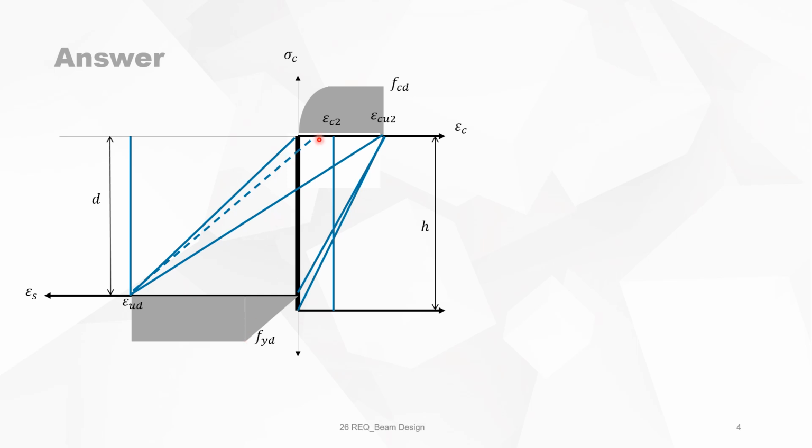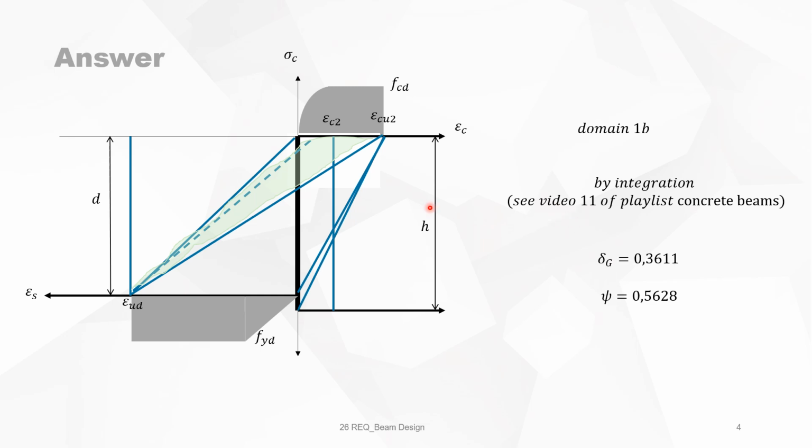In our case, we have epsilon C equal to 0.15%, and epsilon ud was 1%. So this dotted line is the situation of the beam in this question. So this is region, of course, 1B, or domain 1B.